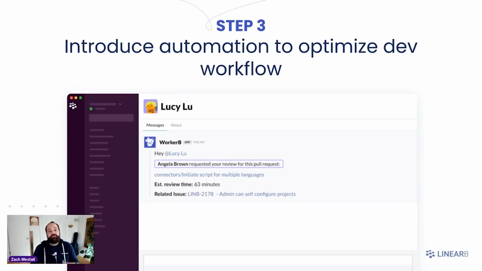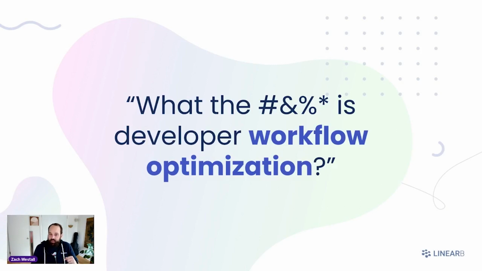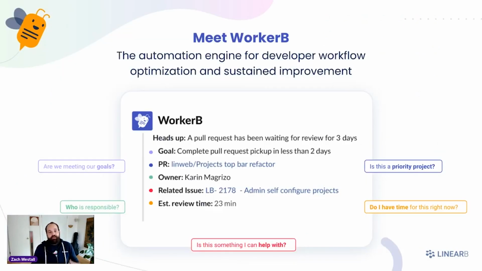Step 3 is to introduce automation to optimize your developer workflow. Now, some questions: what in the world is developer workflow optimization? I'm so glad you asked. Meet WorkerBee. This is the automation engine for developer workflow optimization and sustained improvement. From either Teams or Slack, WorkerBee will let you know what's going on with your development pipeline. More importantly, it keeps everyone focused on the working agreements and goals that you set earlier.